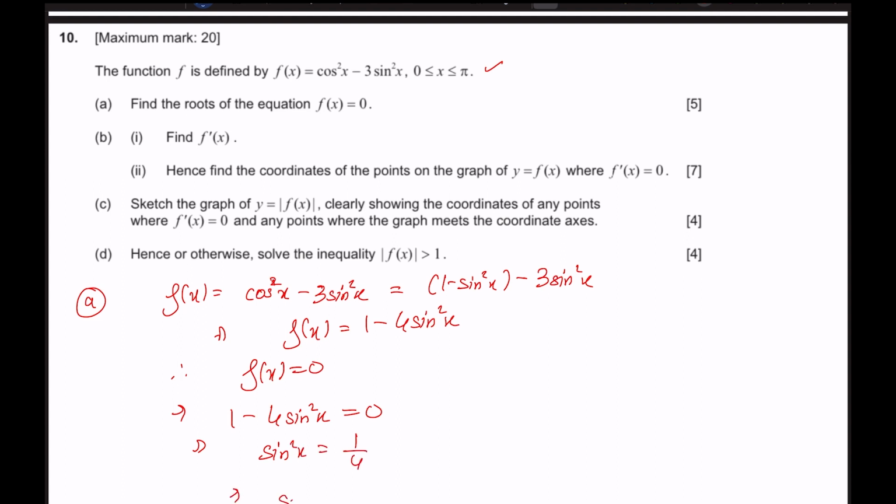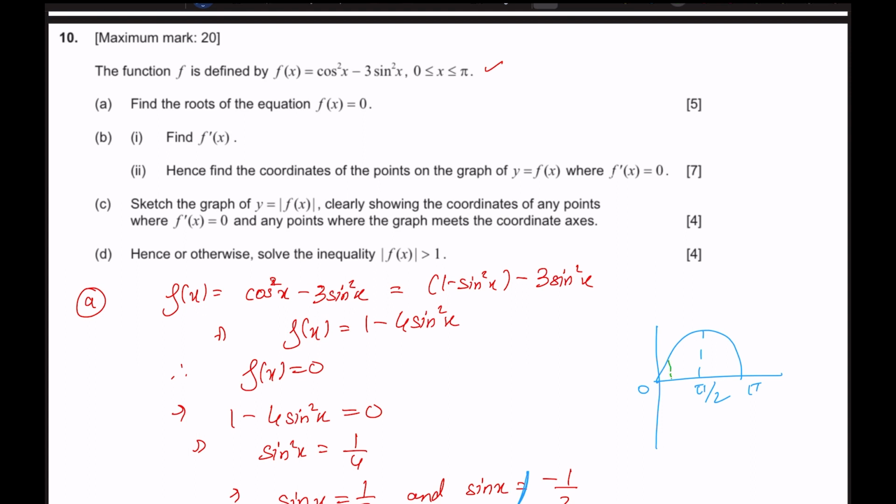So from here I'll get two solutions, sin x equals 1/2 and sin x equals minus 1/2, right? But in the domain 0 to pi, sin x never becomes negative. So the sin x curve will look like this from 0 to pi. This is 0, this is pi by 2. So sin x cannot be equal to minus 1/2. So let's find the values of x from 0 to pi for which sin x can become 1/2.